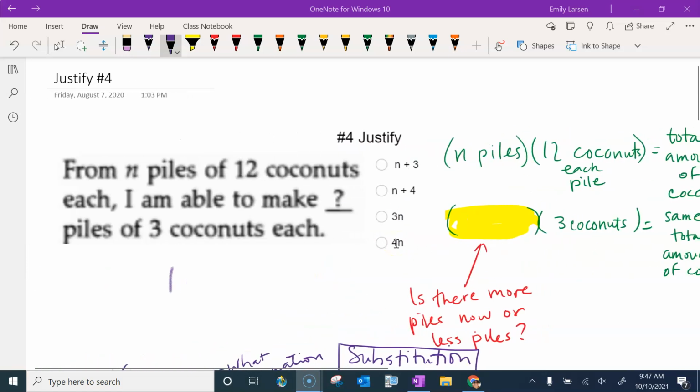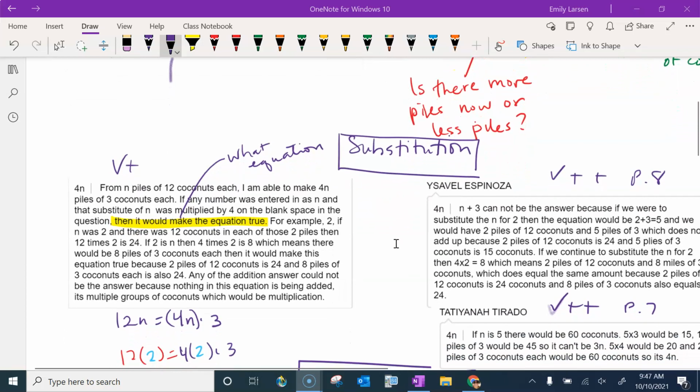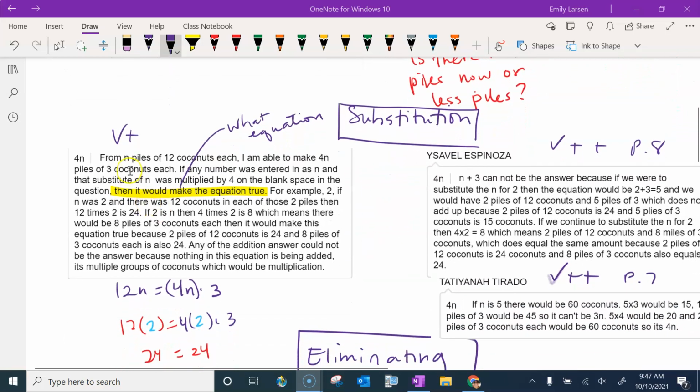Okay, let's take a look at some student responses. This one earned a check plus plus. From n piles of coconuts each, I'm able to make 4n piles of 3 coconuts each. So there's the claim. They're telling us that 4n is the answer. If any number was entered in as n, and that substitute of n was multiplied by 4 on the blank space in the question, then it would make the equation true.